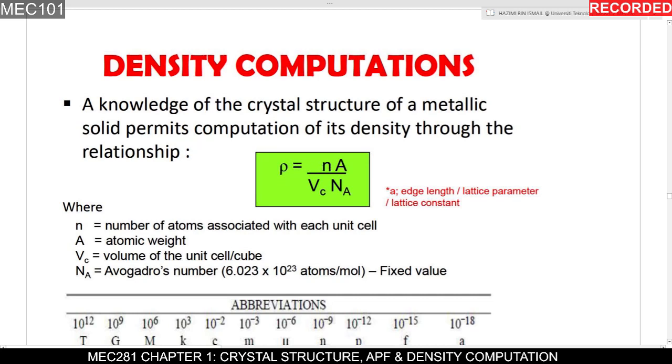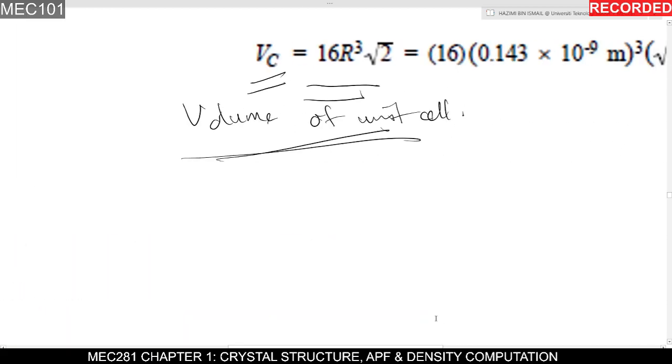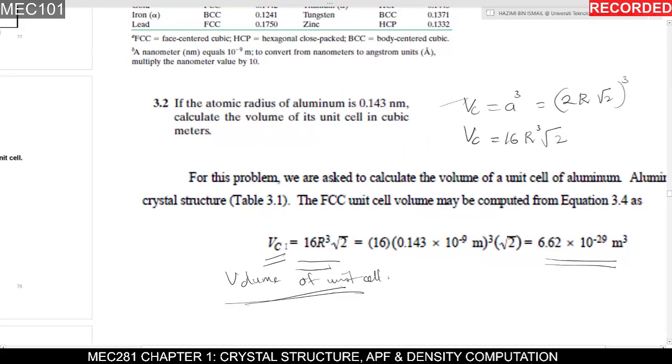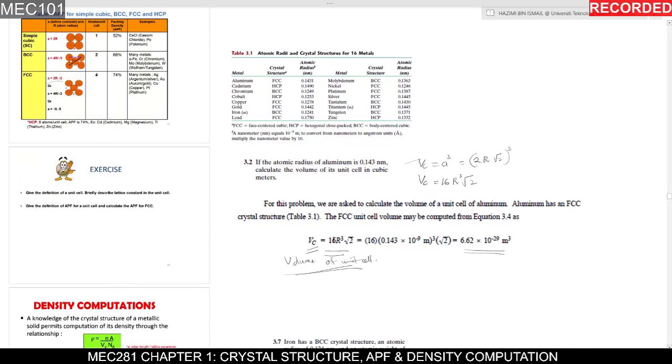equal to nA over VcNA. n is the number of atoms associated with each unit cell. A is the atomic weight, which is the value you can find in the periodic table. Vc here is the volume of your unit cell, that one that we have already calculated using these equations. This equation is also different based on the type of cubic, whether it is SC, BCC or FCC.